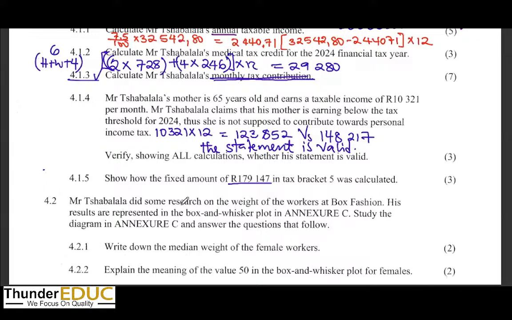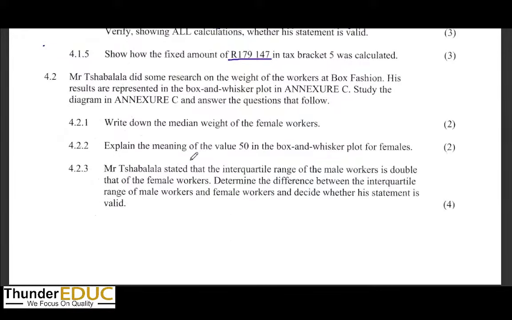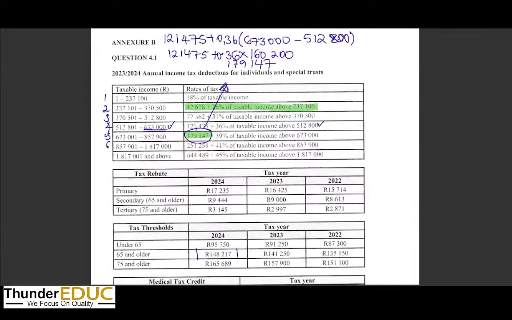Okay, 4.2. Mr. Shabalala did some research on the weight of the workers at the box factory. His results are represented in a box and whisker plot in an annexure. Study the diagram in the annexure and answer the questions that follow. Let's look at the annexure.